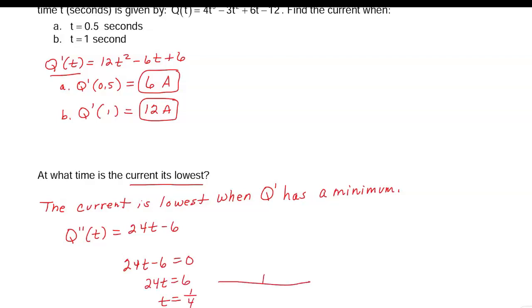that means when t is 1/4, I can look at before 1/4. So let's say I look at 0. If I test 0 to the left of 1/4, I would get a negative in this derivative. So it'll be negative on the left. Now if I check a number to the right of 1/4, like a 1, if I try a 1 into this derivative, I'll get 24 minus 6, which is a positive number. So that means the graph of Q double prime is going from negative to positive. That means we have a minimum when t is 1/4. The current is lowest at t equals 1/4.